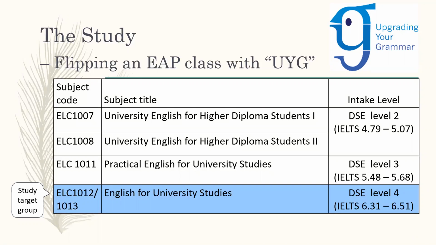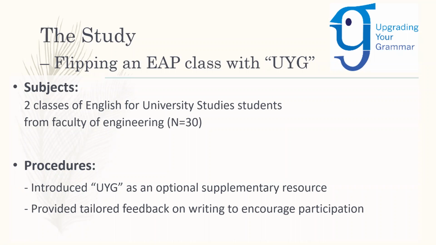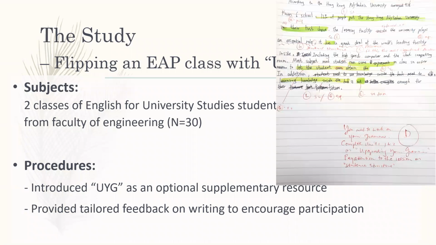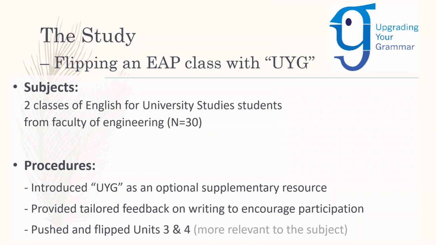So the procedures are quite straightforward. First of all, at the beginning of the semester, I introduced to them the Upgrading Your Grammar course. I told them that it's an optional resource online that's available to all of you free of charge. Go ahead and check it out if you want to. And I also provided some tailor-made feedback on their writing patterns. And if, like in this example, I'm seeing a lot of problems with verb tenses, then I would direct these students to Unit 1, for example, of the Upgrading Your Grammar course. And instead of asking them to try out all the activities and complete all the units online, I'm only pushing 2 of the units.